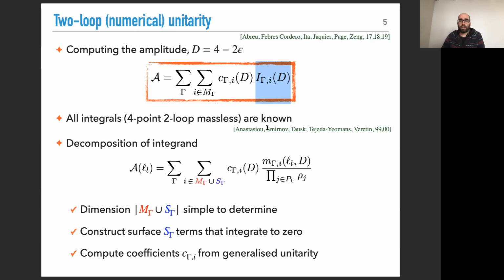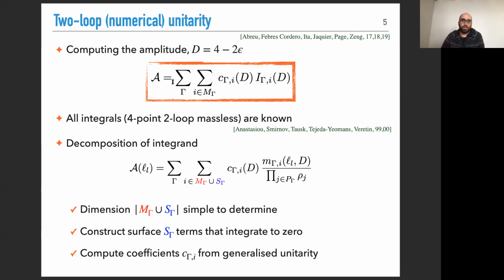For this particular calculation, the master integrals are really not a problem. They've been known for 20 years. So they're not a problem to compute this amplitude, and in the talk I will focus on the calculation of the coefficients. So I will describe our approach to this problem.